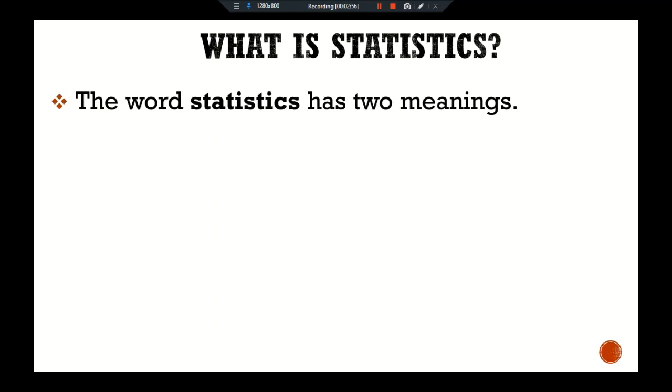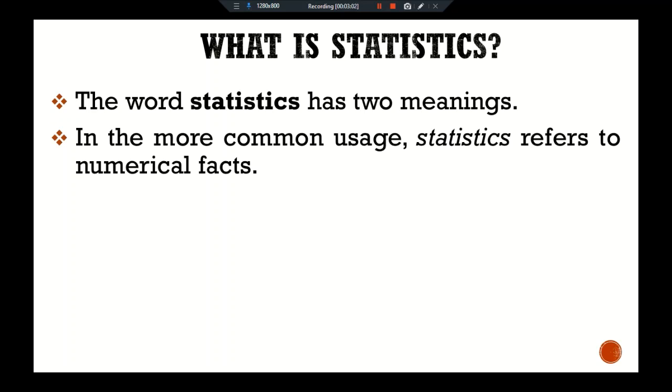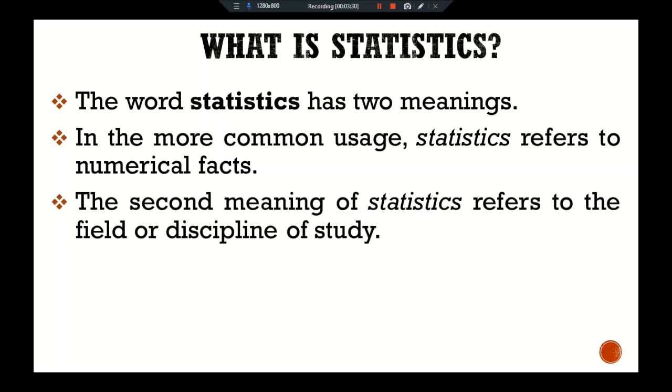The word statistics has two meanings. In the more common usage, statistics refers to numerical facts: the number that represents the income of a family, the age of a student, the percentage of passes completed by a quarterback of a football team, and the starting salary of a typical college graduate are examples of statistics in the sense of the word. The second meaning of statistics refers to the field or discipline of study.